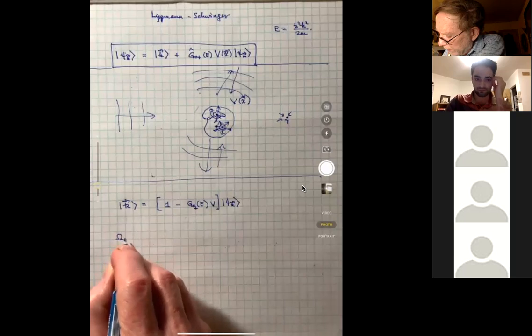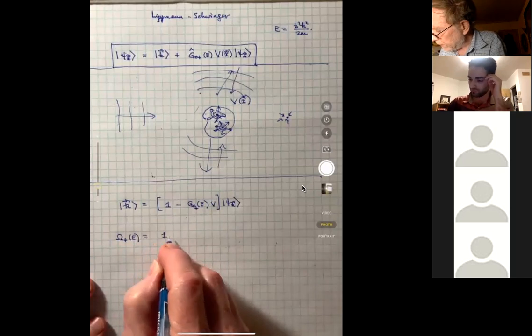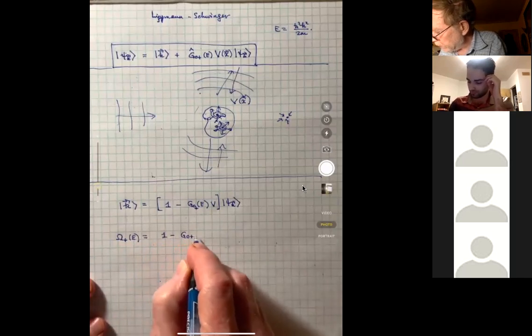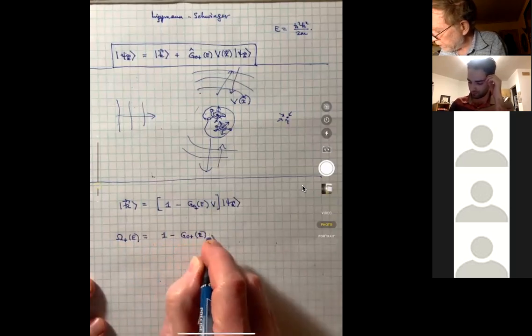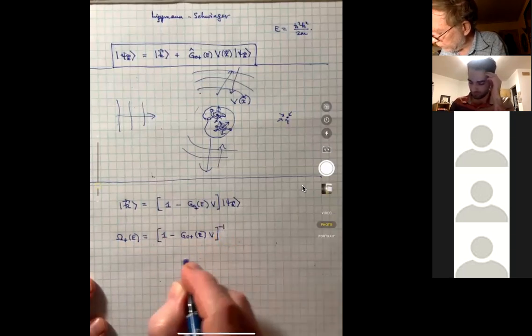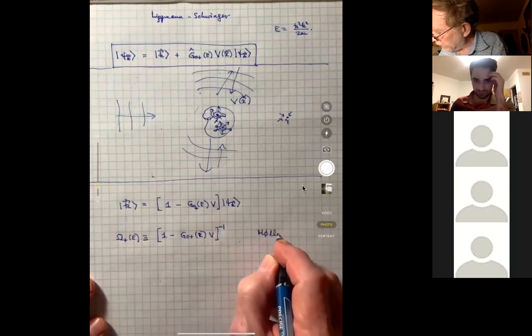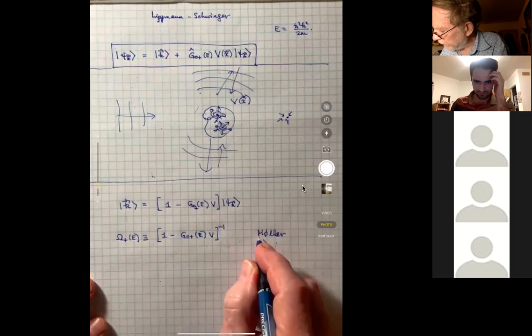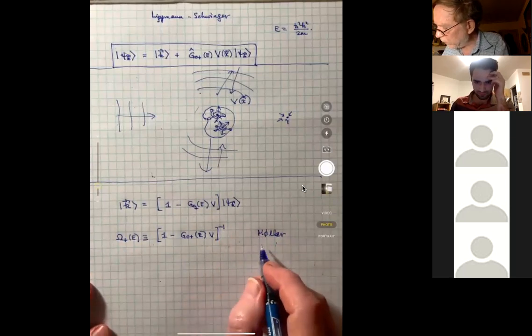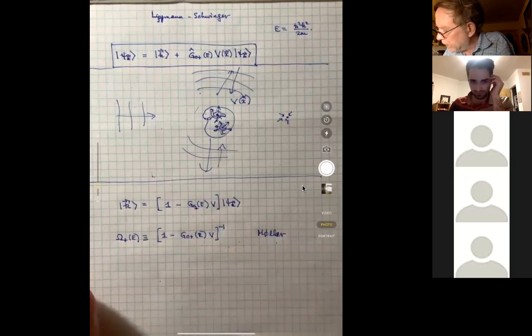I'm going to call it omega plus of energy E, equal to 1 minus G0 plus of energy E times potential V, inverse. Let's make this definition. And this is called the Møller wave operator. That's the Scandinavian O, not a Greek phi, as a slash through it. The Møller wave operator. I have no idea if that's how to pronounce the name, but that's what it is.